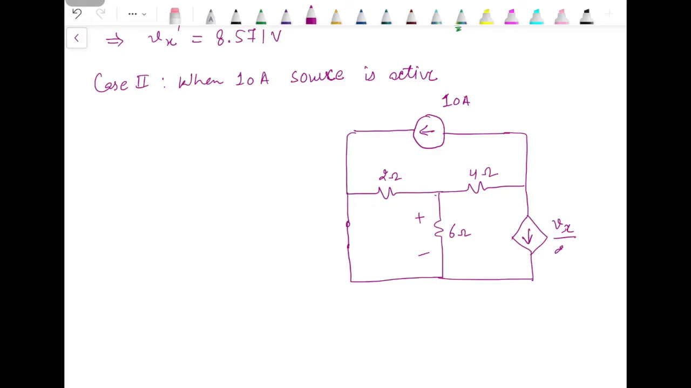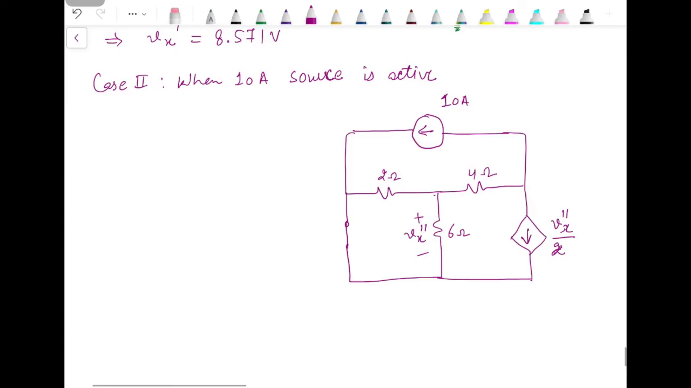Now this voltage is Vx dash, it will become Vx double dash, and that will be reflected over here as Vx double dash. So the current supplied by this source is Vx double dash by 2. We need to find out the value of Vx double dash. Again, we can find it by applying mesh analysis or by nodal analysis.